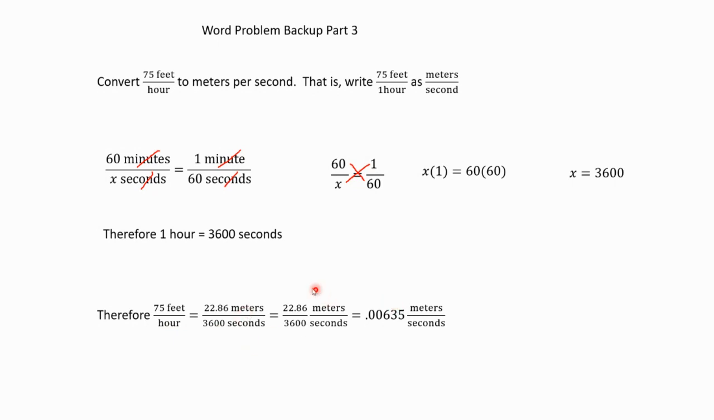We just got 1 hour to be 3,600 seconds. So we have meters per second. But again, I want to round this. And not round, excuse me, I want to divide. Okay. And when you actually divide, you're going to get this number. Okay. And that's the answer here.